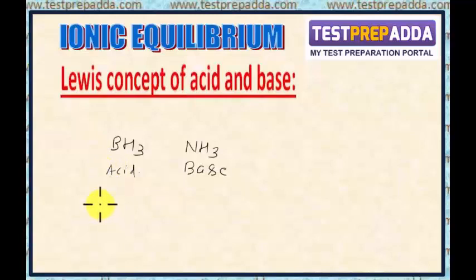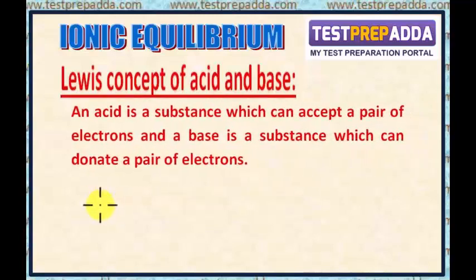According to this concept, an acid is a substance which can accept a pair of electrons, and a base is a substance which can donate a pair of electrons. If you look at this NH3, this nitrogen is having a lone pair, and the octet is complete. That is why this NH3 is capable of donating this electron pair. And so according to Lewis theory, this NH3 is a base.